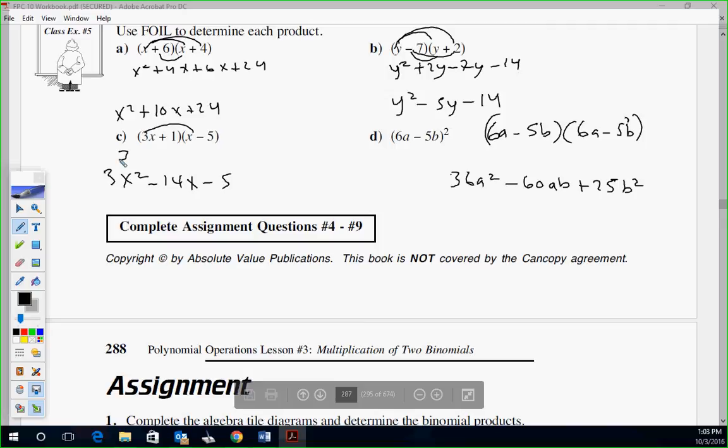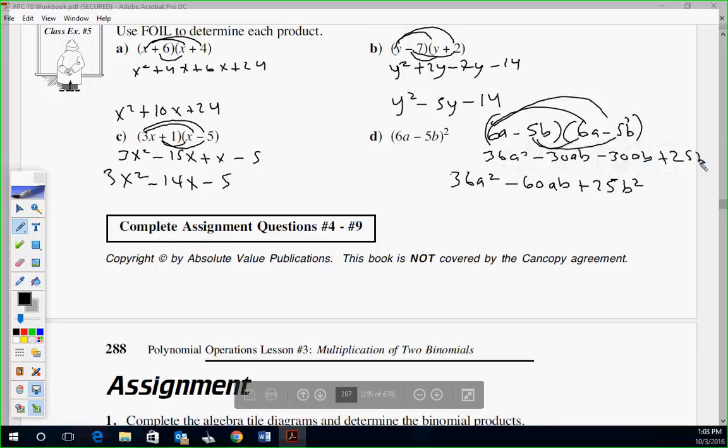3x times x, 3x squared. 3x times negative 5, negative 15x. 1x, negative 5. Negative 15 plus 1 is a negative 14. And lastly here, 6a times 6a, 36a squared. 6a times negative 5b, negative 30ab. Another negative 30ab, and positive 25b squared. Negative 30s make a negative 60. That's all she wrote. Okay.